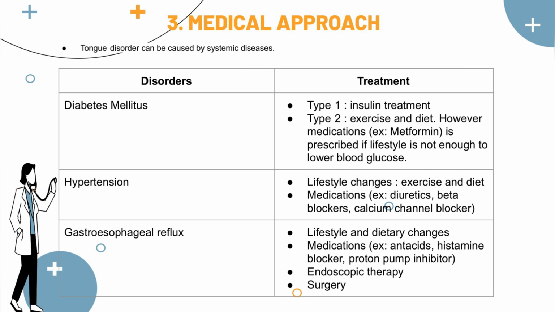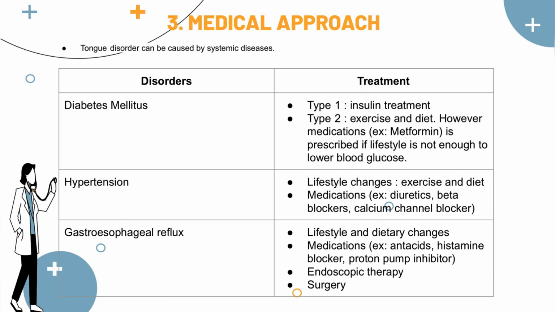Firstly is diabetes mellitus or high blood sugar. It can cause the disturbance of taste in the ventral two-thirds of the tongue. The treatment for this condition is first, type 1 is insulin treatment, and for type 2 is exercise and diet. However, medication, as example metformin, is prescribed if lifestyle is not enough to lower the blood glucose.